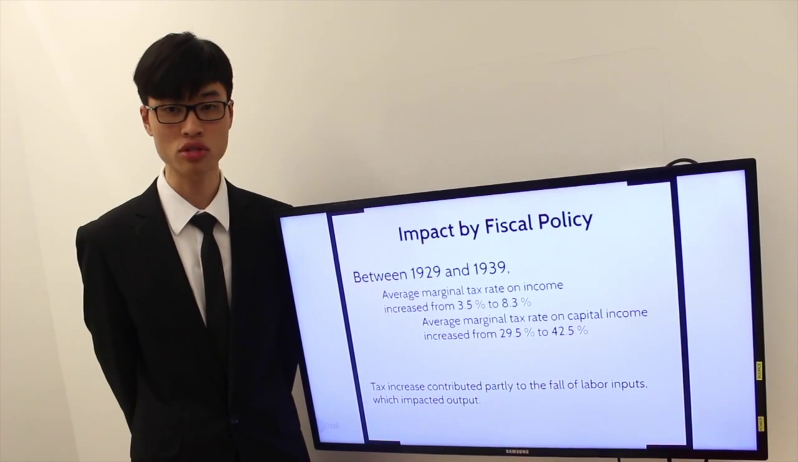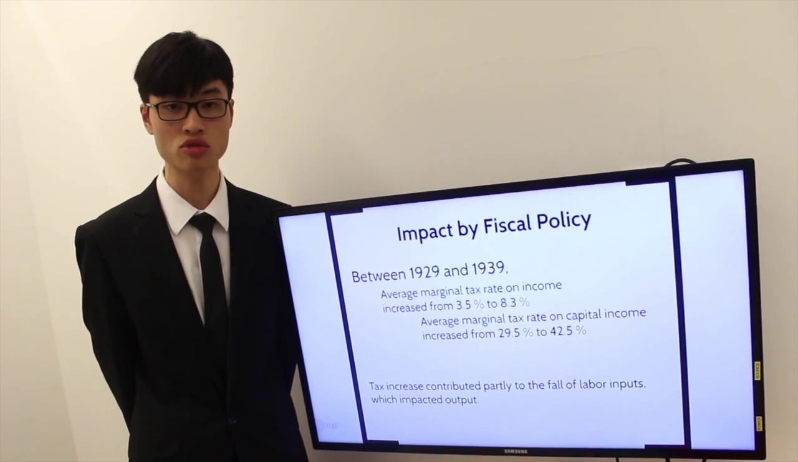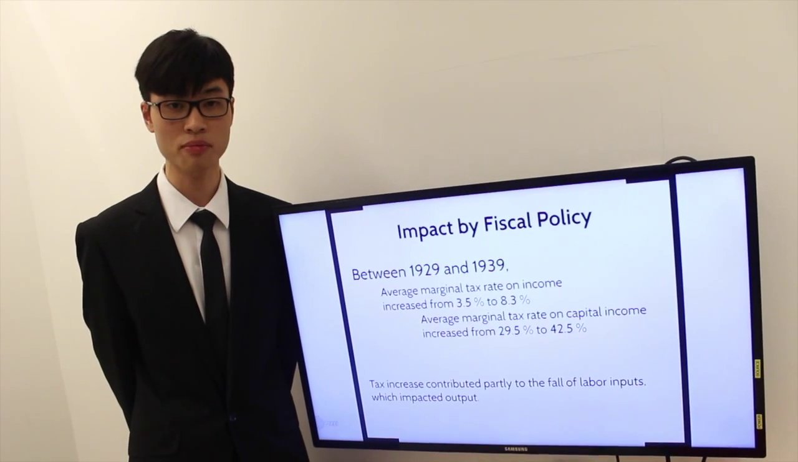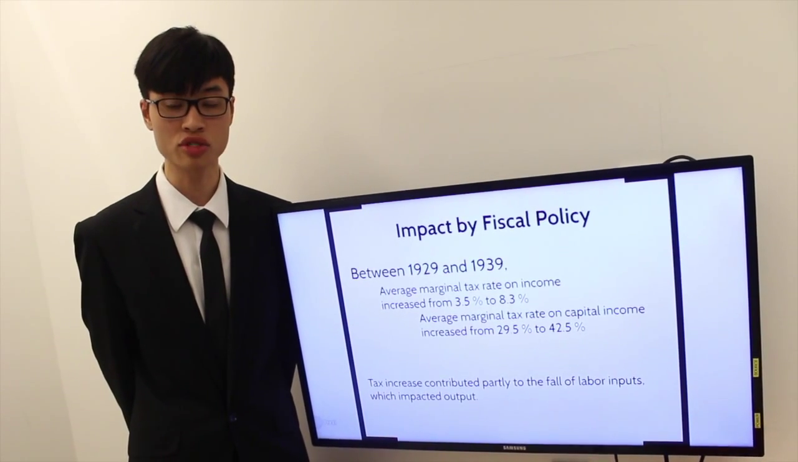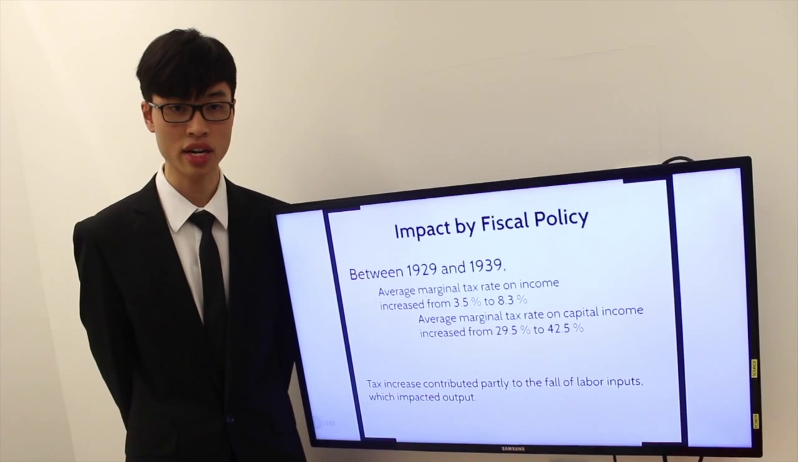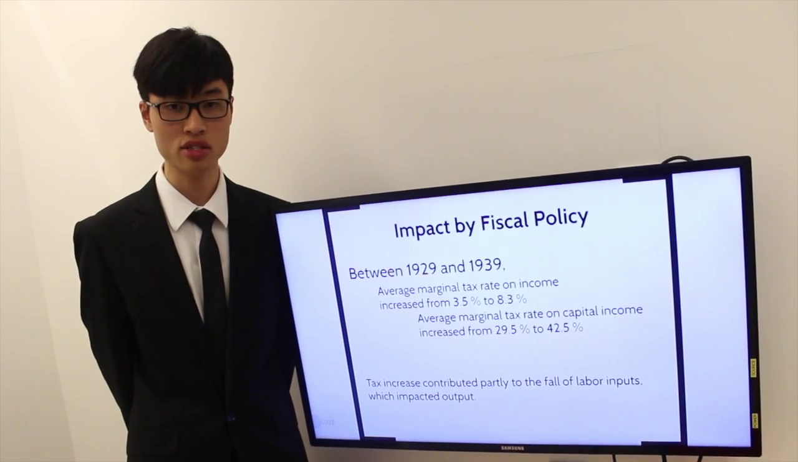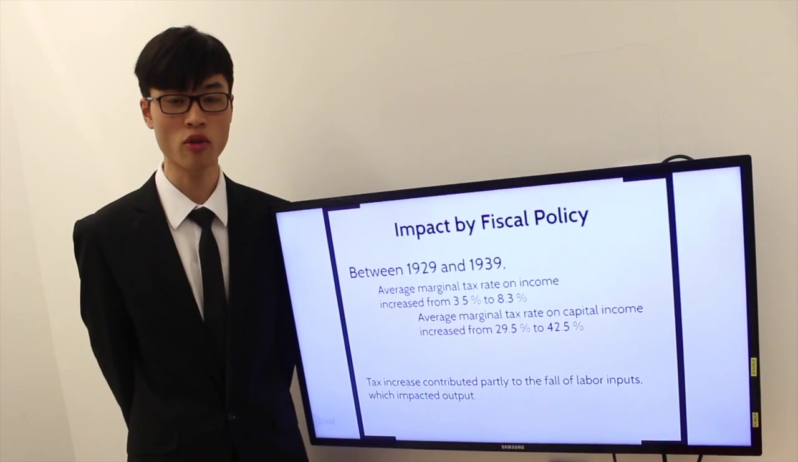This unequal distribution of wealth between the agricultural and industrial sectors led to an imbalanced purchasing power, together with the high tax regime, which raised the marginal tax rate on income from around 4% to over 8%, as well as on capital income from around 30% to over 40%.